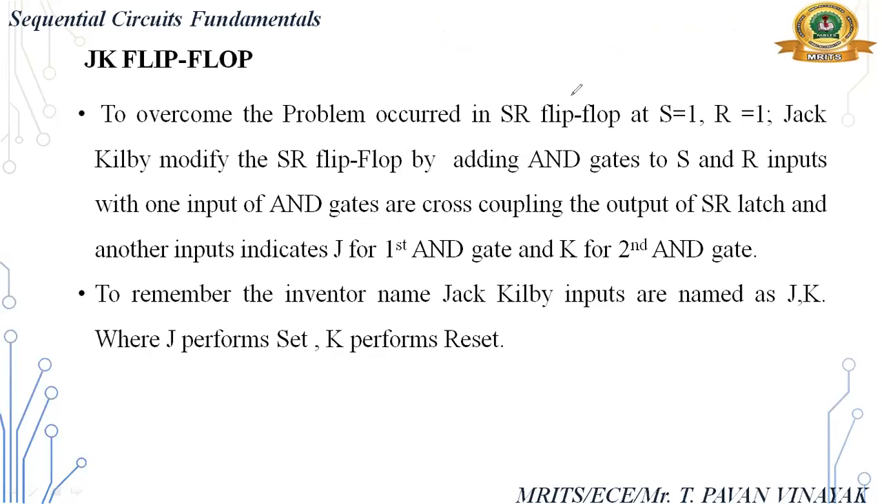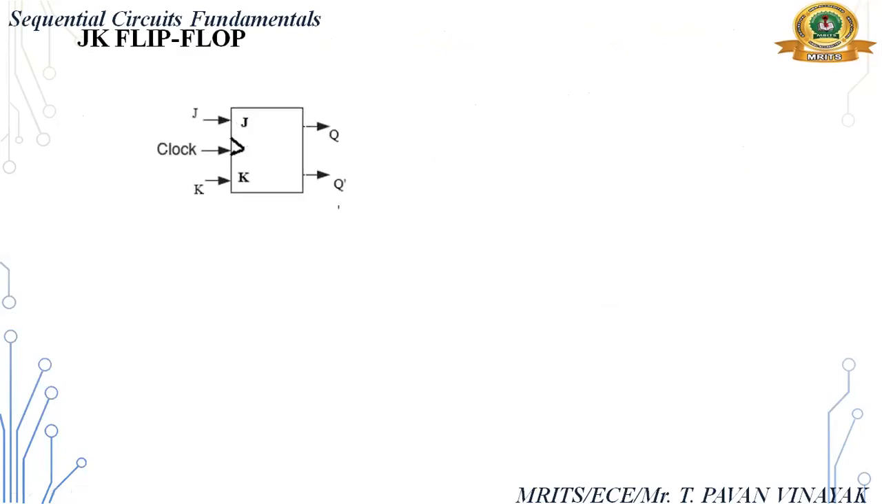The circuit is what? We have two AND gates, one for each input: for S, one AND gate, and for R, one AND gate. Let us see the circuit. So this is the block diagram of JK flip-flop: just J, K, clock, Q, Q bar.